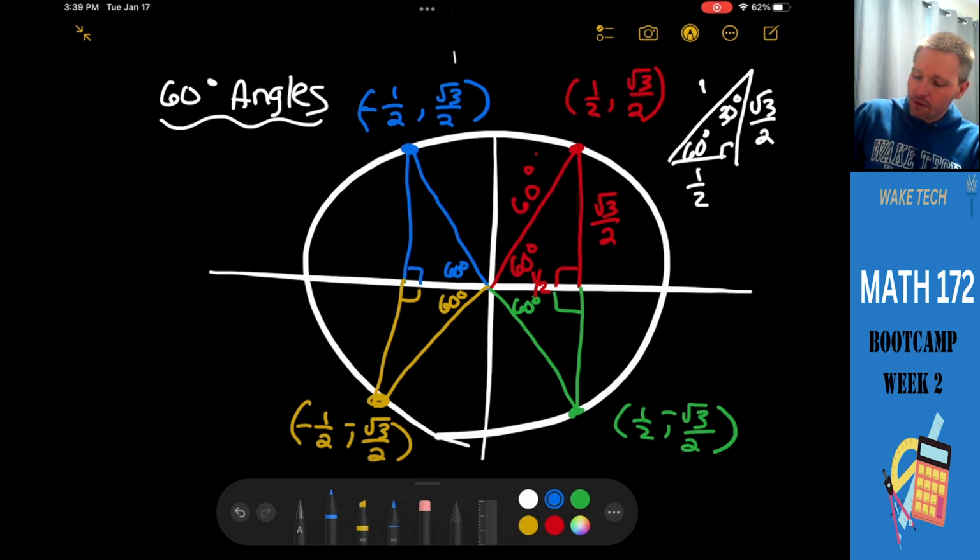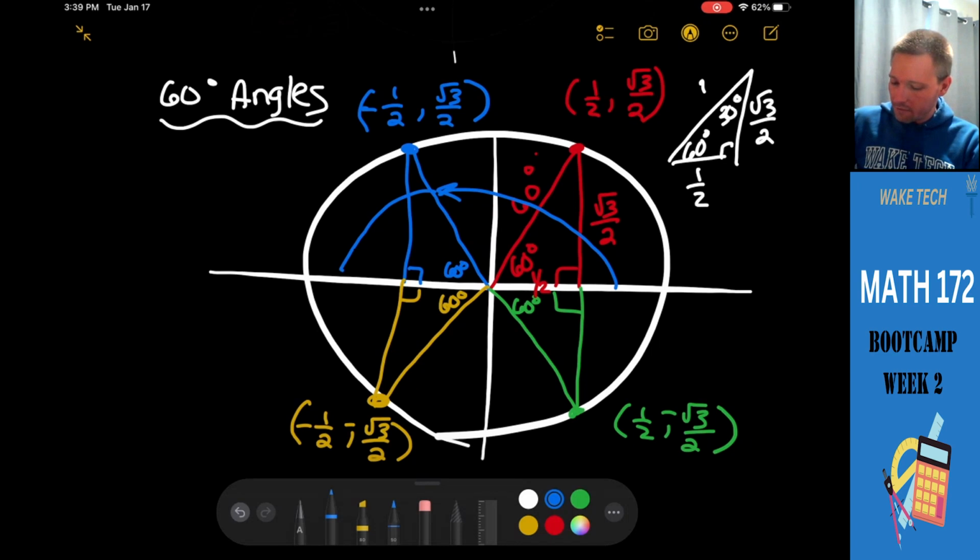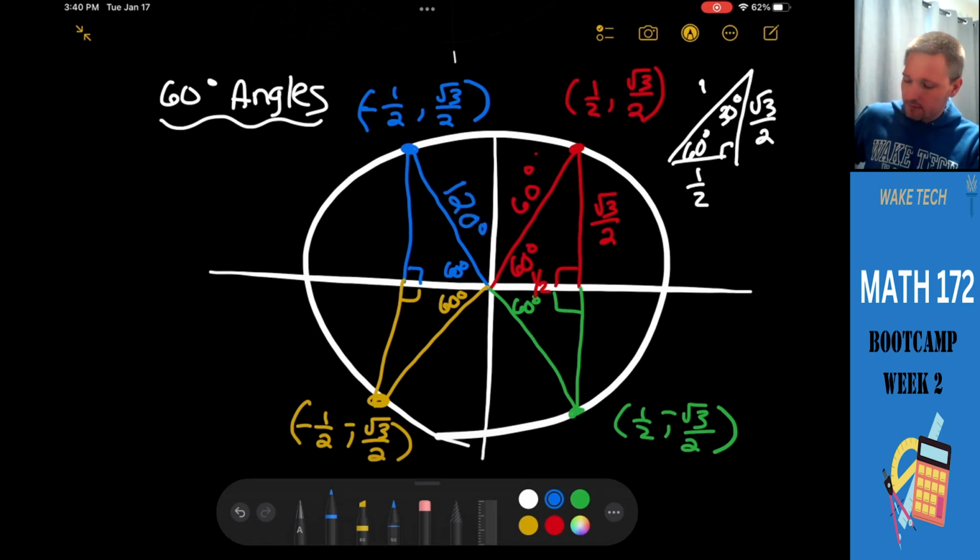Okay, 60 degrees, that's our red angle. Same thing we did before, we're going to use that to figure out the angle in quadrant 2. If we go all the way down to the x-axis again, that's going to be 180, but we don't go that far. We stopped 60 degrees above that. 180 minus 60 tells us that this blue angle is 120 degrees.